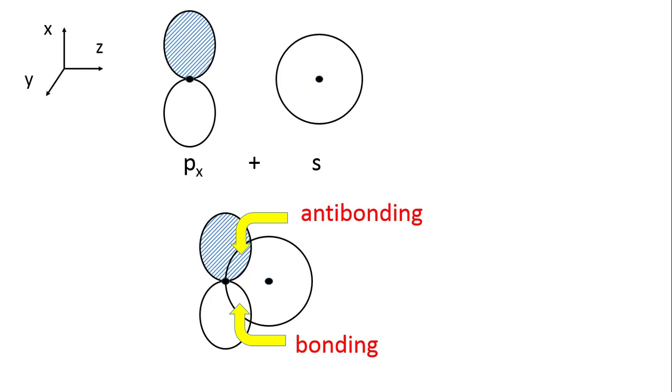So which is it, bonding or antibonding? Well, actually, it's neither. There's no net bonding or antibonding, so this is what we call a non-bonding interaction. Instead of sigma or pi, bonding or antibonding, it's none of the above.